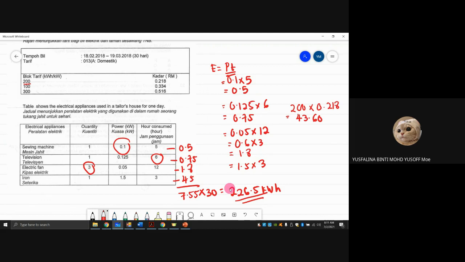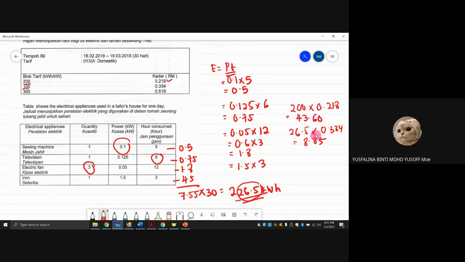Then you still have a balance, 26.5, right? 200 we already calculated, so the balance is 26.5. For 26.5 we have to use the second one, another 100, so you multiply with 0.334. First 200 is 0.218, another 100 is 0.334. So 26.5 times 0.334, you will get 8.85.